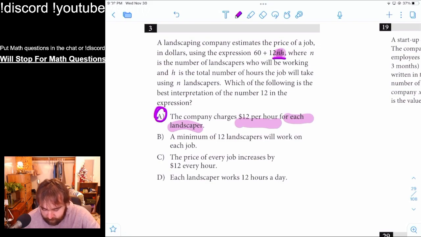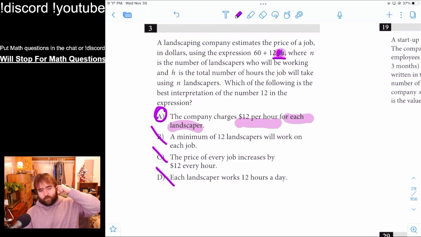Minimum of 12 landscapers will work on each job? Definitely not. Price of each job increases by $12 per hour. So if this N wasn't there, then that's what it would be. But if it's just $12 per hour, that's not taking into account the number of people that are working. And then 12 hours per day? No, definitely not.